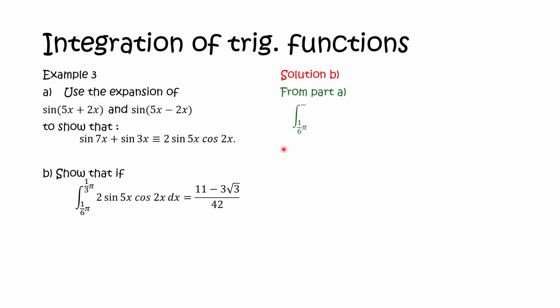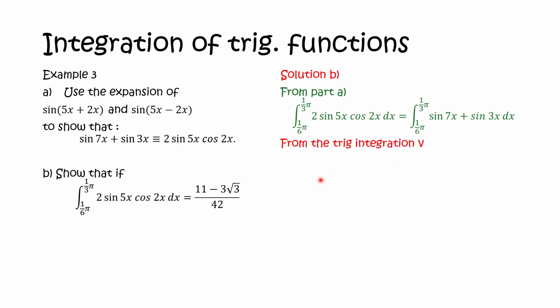So with B over here, we are just making use of what we obtained from part A. So then the integral from 1 over 6 pi to 1 over 3 pi of 2 sine 5x cosine 2x dx would be given by the integral from those limits of sine 7x plus sine 3x dx. Right. We also know that we covered some of these concepts in our trigonometric integration video part 12, and I encourage you to check this one out because there's a lot that we covered in that video.